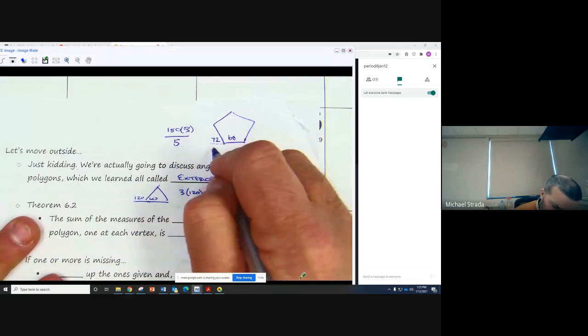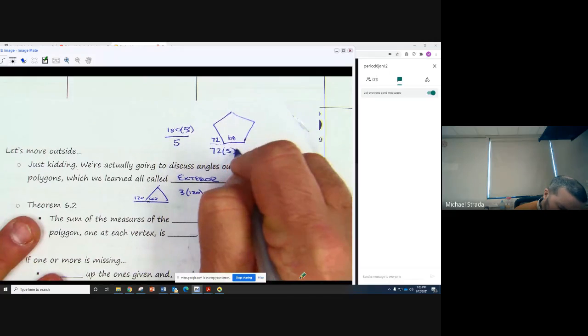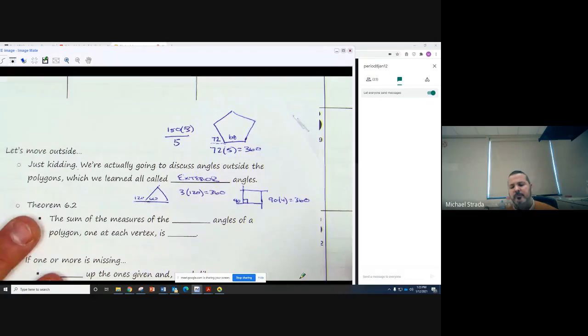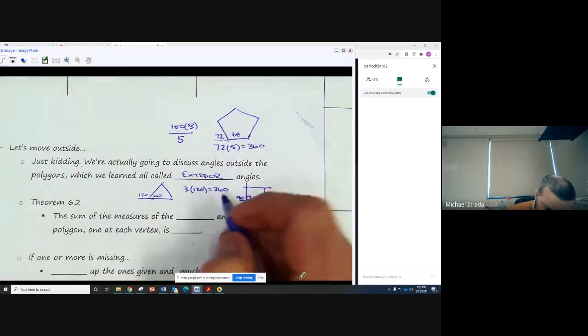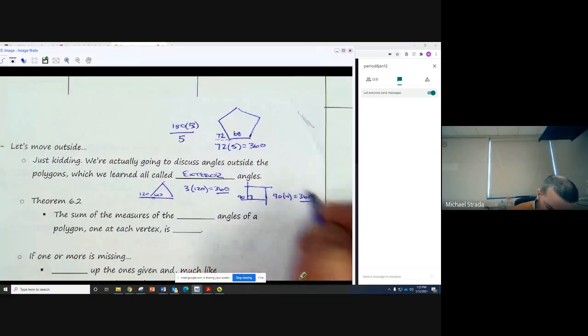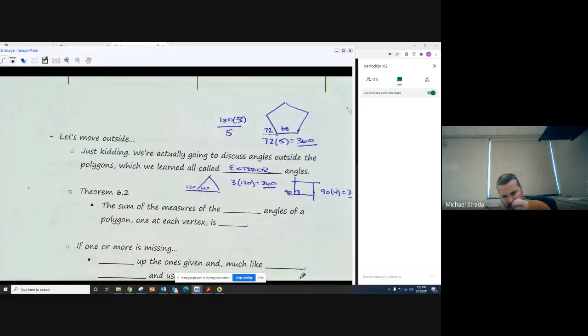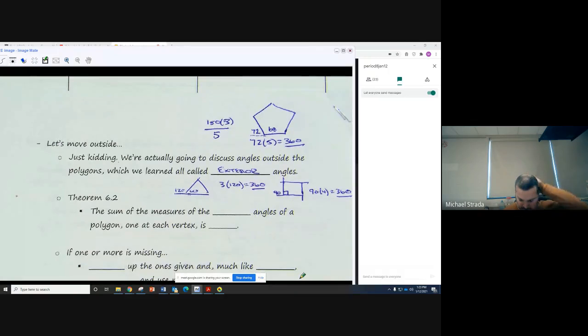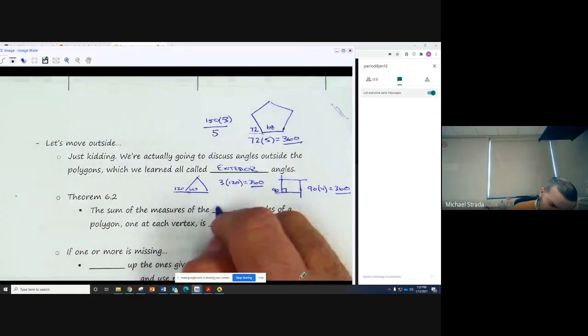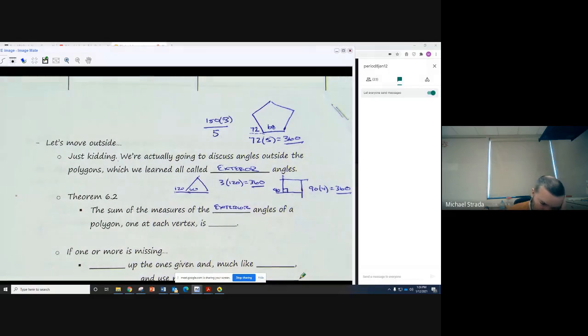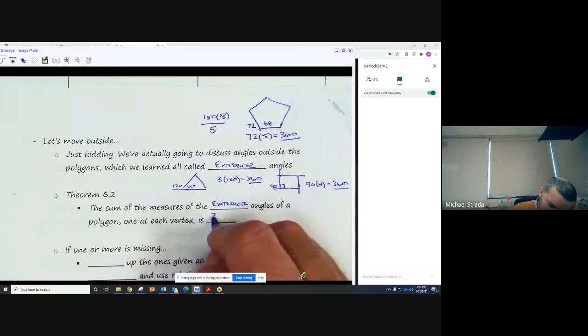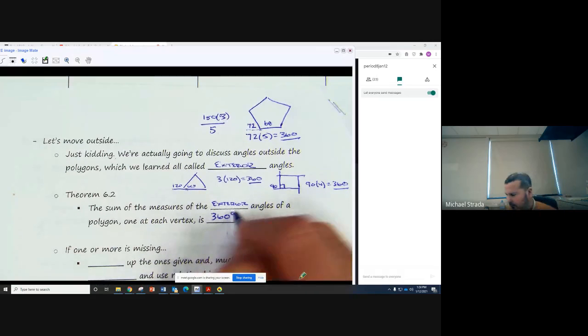Well, if we take 72 and multiply it by 5, guess what we still get? 360. And hopefully you notice that no matter how many sides there are, the exterior angles always add up to 360. Giving us theorem 6.2: the sum of the measures of the exterior angles in a polygon, one at each vertex, is 360 degrees, no matter what.